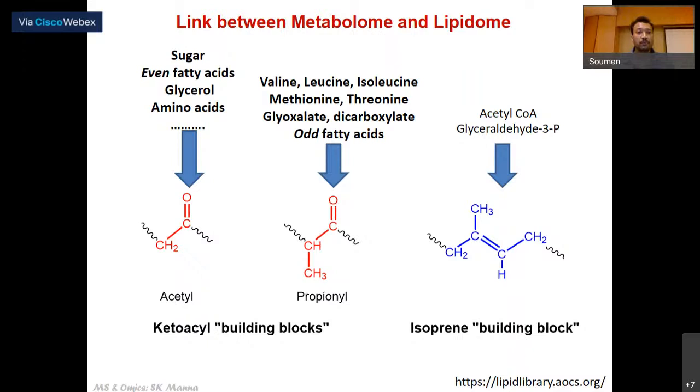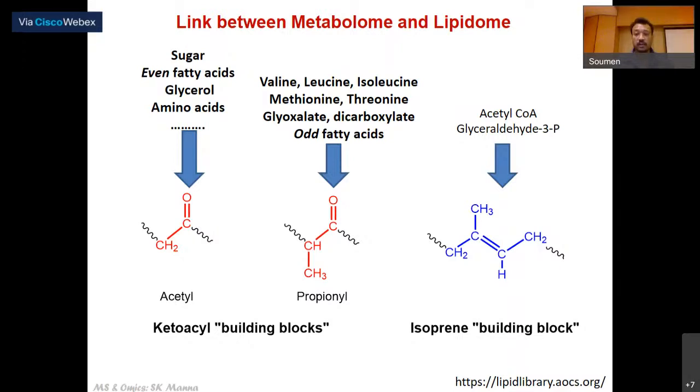Moieties in lipids can come from sugar, fatty acid, glycerol, amino acid, etc. The propionyl group can come from valine, leucine, isoleucine, methionine, glyoxylate, dicarboxylate, or fatty acid origin. On the other hand, the isoprene units can be derived from acetyl CoA and glyceraldehyde 3-phosphate, and these isoprenes eventually go towards the synthesis of sterols. So as you can see, these two are often very connected, and when you actually process samples, many of these metabolites that we discussed earlier, as well as lipids, come together.